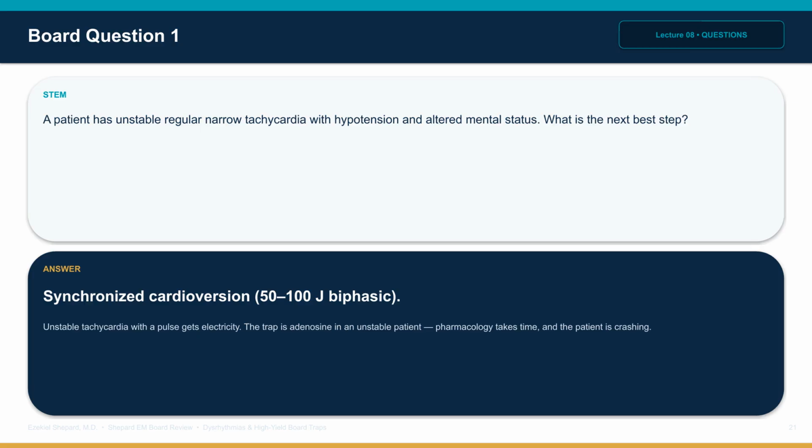Question 1. A patient has unstable regular narrow tachycardia with hypotension and altered mental status. What is the next best step? The answer is synchronized cardioversion, starting at 50 to 100 joules biphasic. The trap is adenosine in an unstable patient when electricity is the right answer.